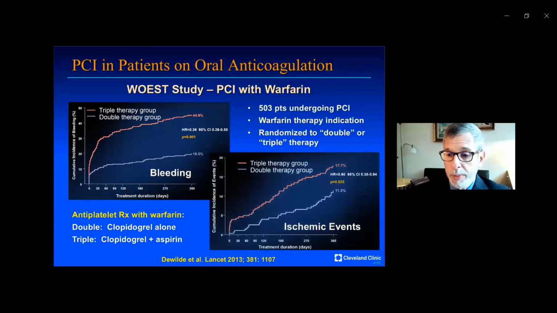And they also showed, perhaps somewhat surprisingly, that the protection against ischemic events appeared to be better, in this case significantly, with the double as compared to the triple therapy. Now, I'll emphasize this was a relatively small study, 500 patients, and so the power to detect a possible adverse effect in terms of ischemic events was not great in this study.